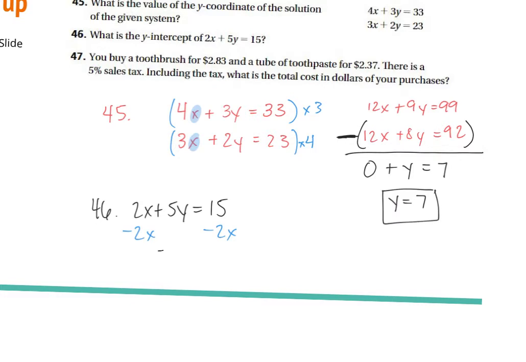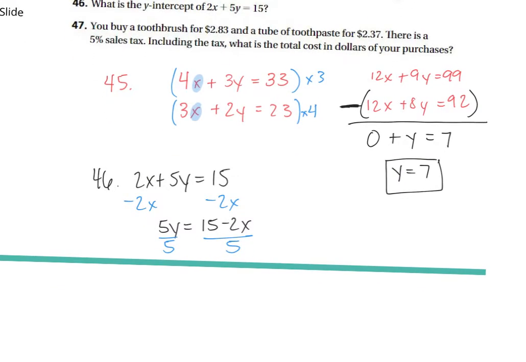5y equals 15 minus 2x. Beautiful. Divide by 5. Divide by 5. What'd you get? Beautiful. Remember that 5 gets distributed to both terms. So we get y equals 3 minus 2 over 5x.